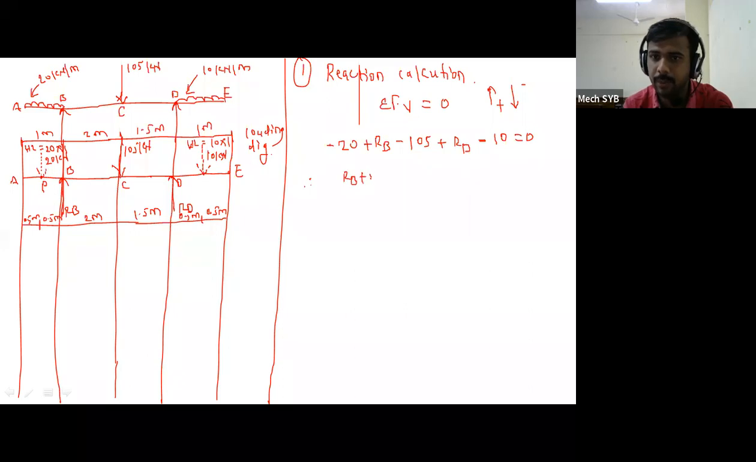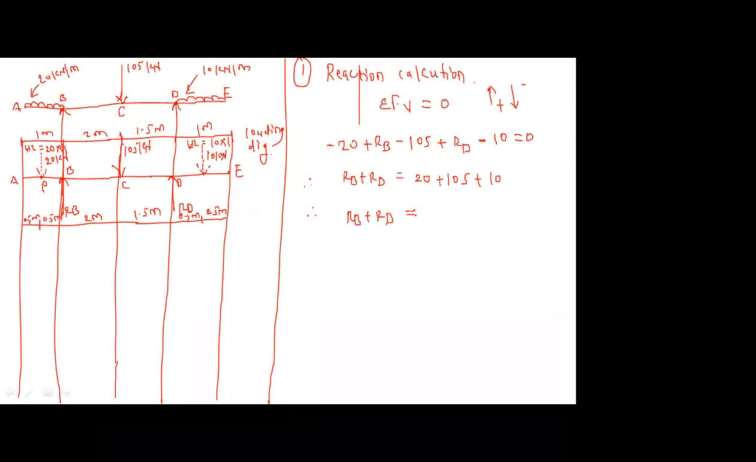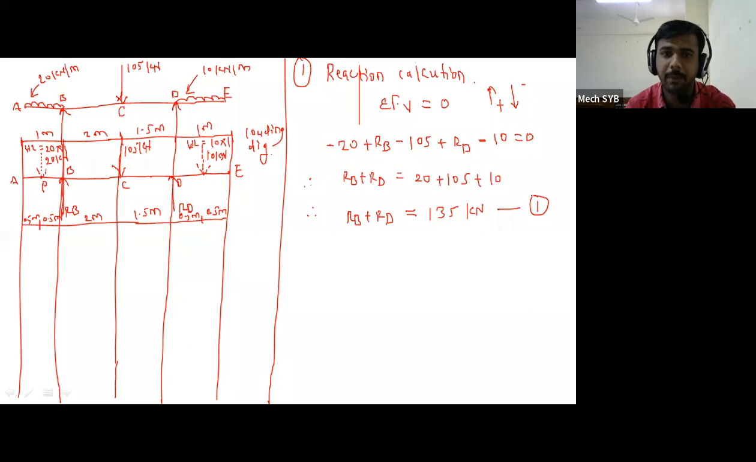So RB plus RD is equal to 20 plus 105 plus 10. So RB plus RD is 135 kilonewton. Everyone has to calculate it and keep it, this is equation number 1, RB plus RD. Now if you look at this equation number 1, there are two unknowns. RB is unknown, RD is also unknown.